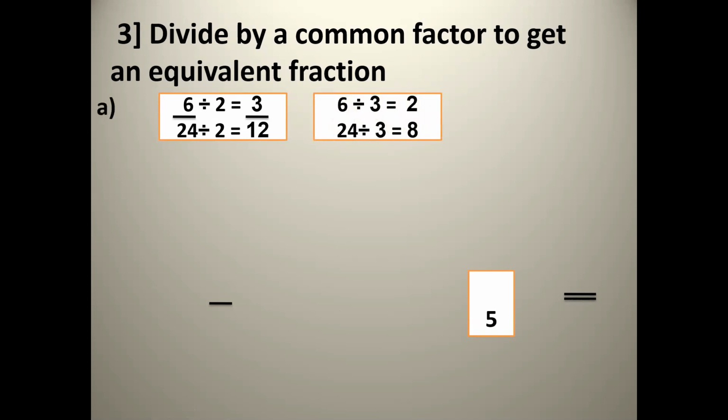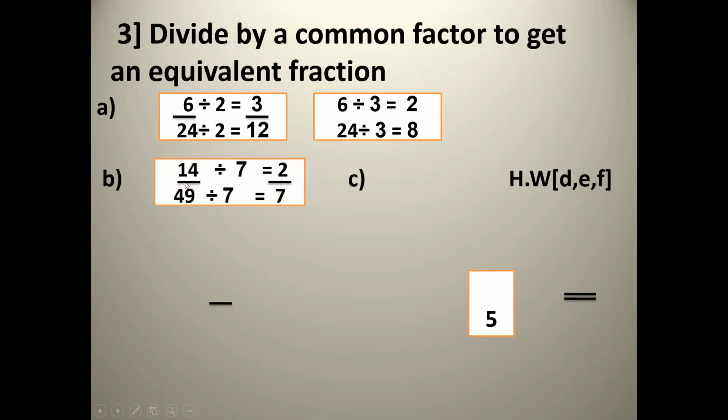Now here, next one, 6 by 24. If you divide it by 3, the answer will be 2. If you divide 24 by 3, the answer will be 8. This is also equivalent fraction. Now here 14 and here 49. To find the equivalent fraction, I divide the numerator by 7 and denominator by 7. So if you divide 14 by 7, the answer will be 2. If you divide 49 by 7, the answer will be 7. So 2 by 7, this is equivalent fraction.